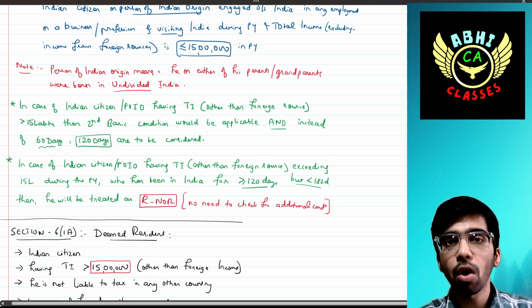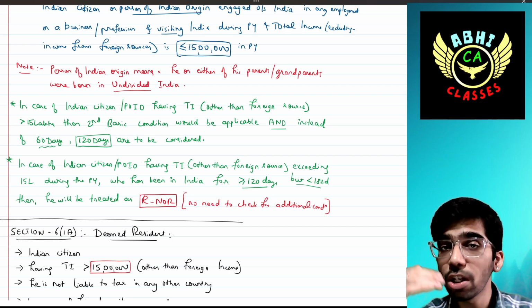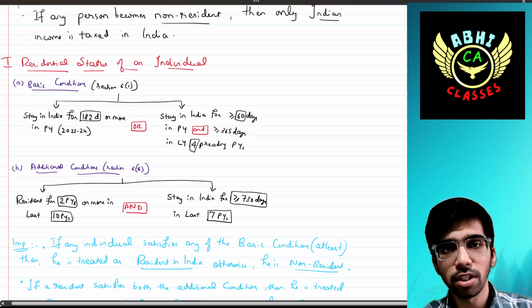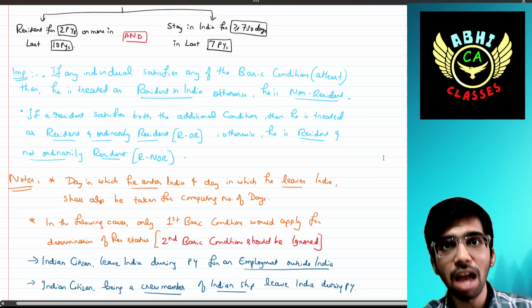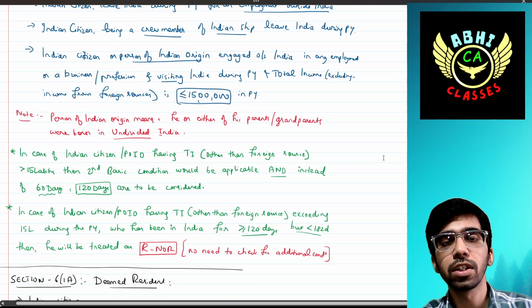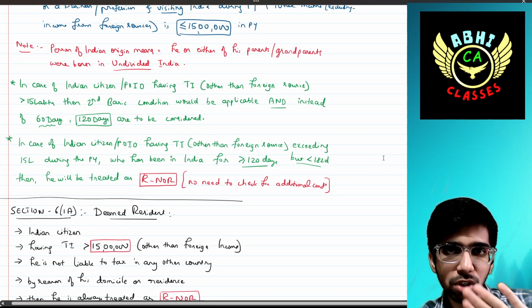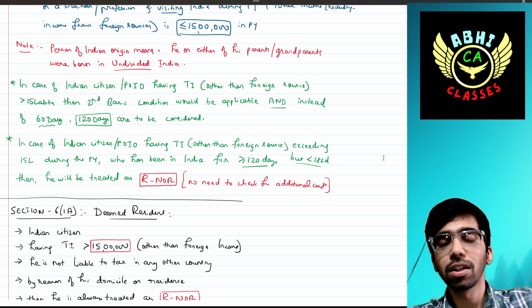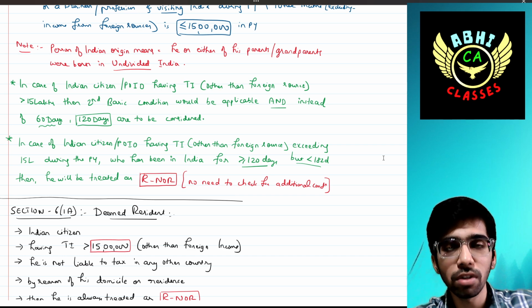But instead of 60 days, we should see whether he is staying in India for 120 days or more. The second basic condition says 60 days or more. But if an Indian citizen or person of Indian origin has Indian income of more than 15 lakh, then instead of 60 days, we should see whether he satisfies 120 days or more, and 365 days during the last 4 previous years.